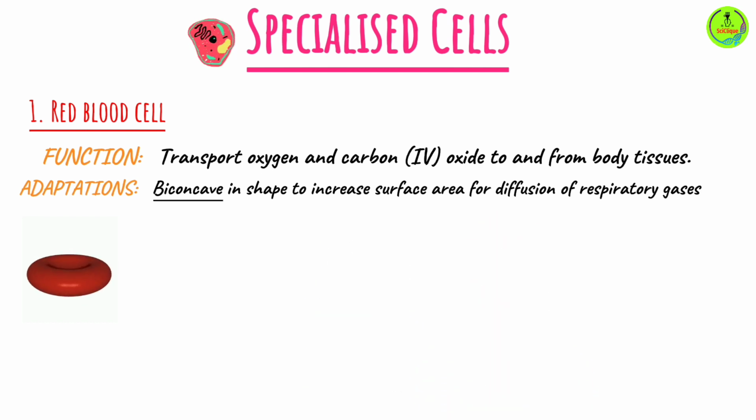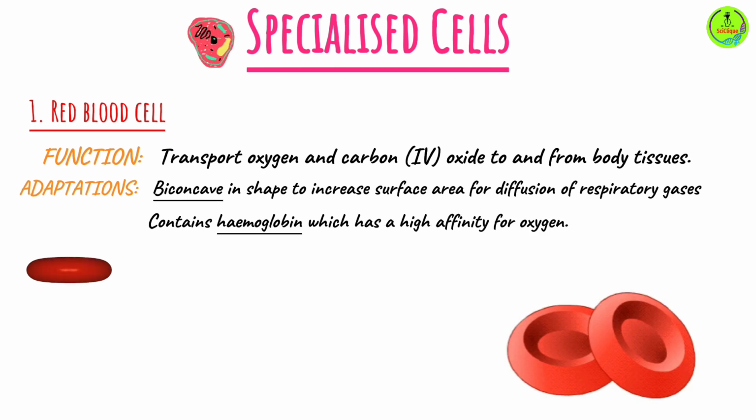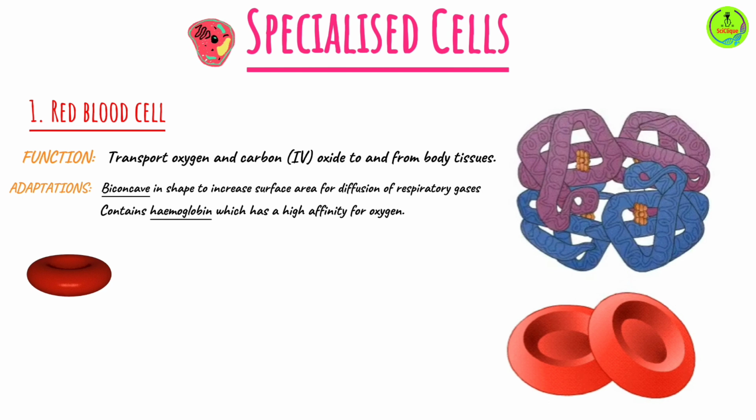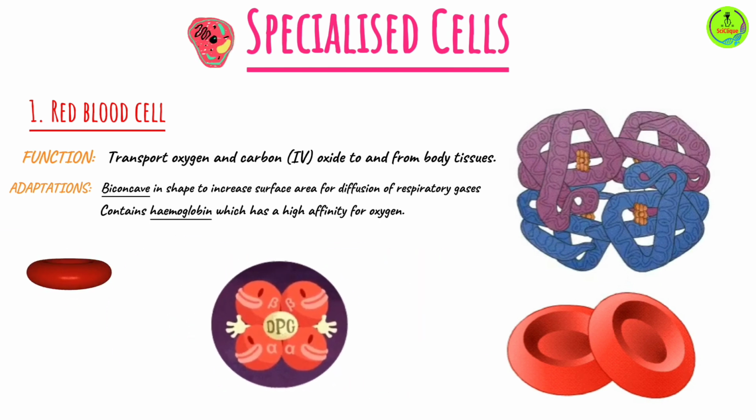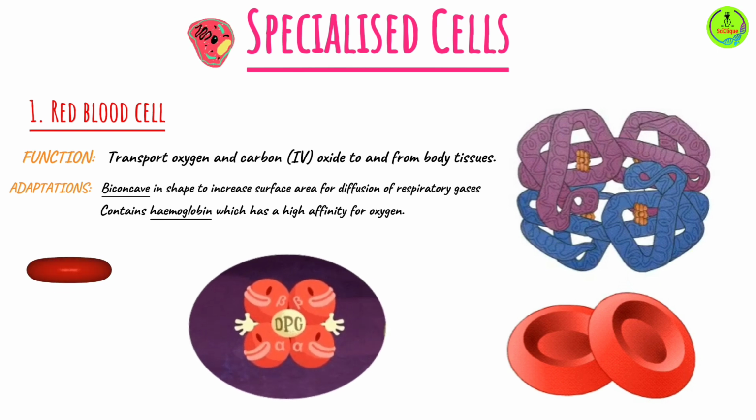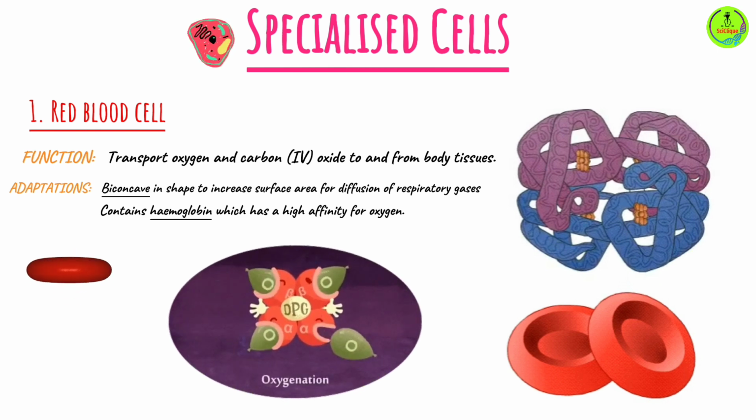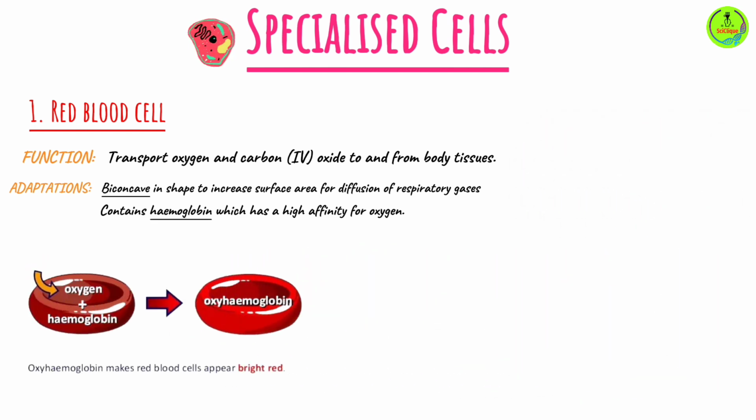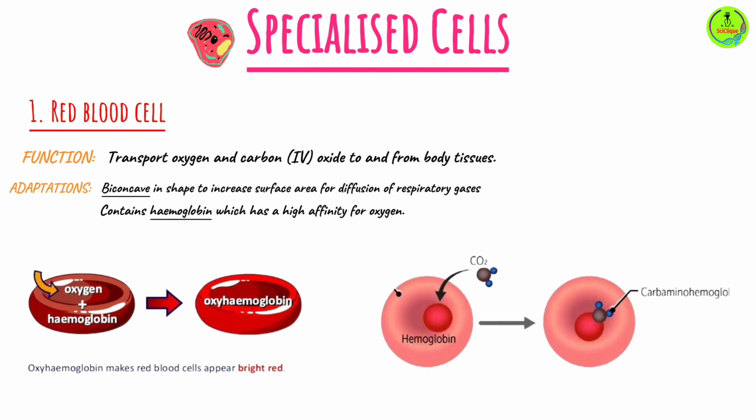Moving on to another unique characteristic of the red blood cell, the presence of hemoglobin. So hemoglobin is a red pigment that is present in red blood cells. This has a very high affinity to oxygen. What does this mean? This means that when hemoglobin is in the presence of oxygen, it quickly binds to it, combines with oxygen to form a compound known as oxyhemoglobin. So this allows the red blood cells to transport oxygen to body tissues. The same goes for carbon dioxide.